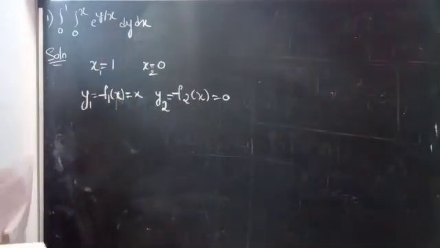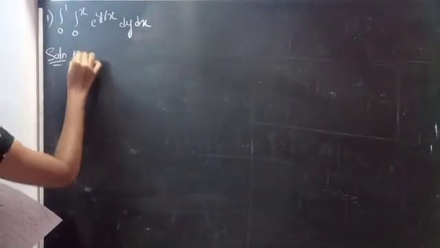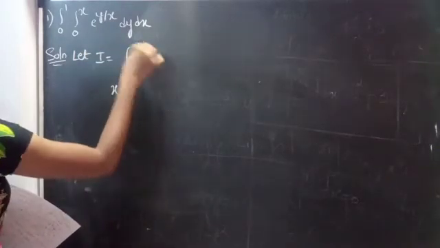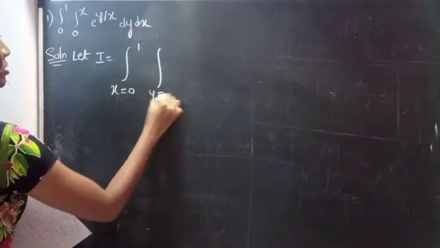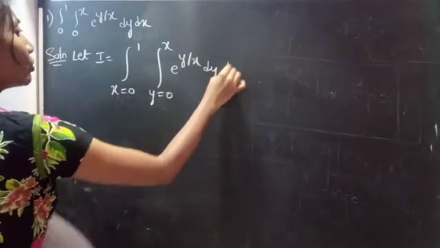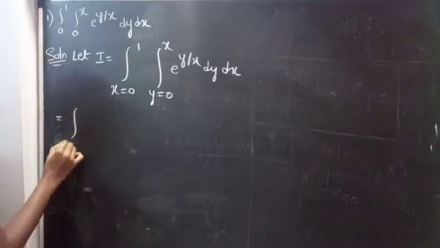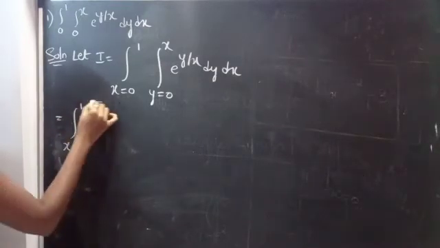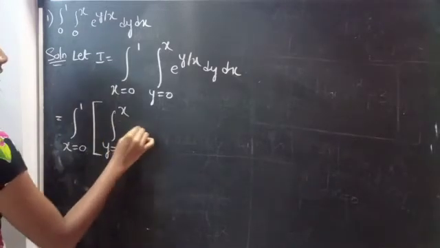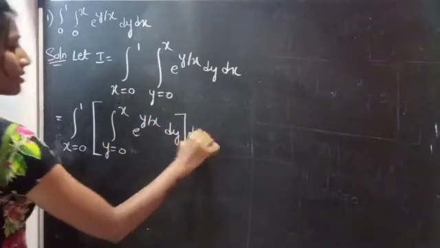Okay. So let I equal to integral x equals 0 to 1, integral y equals 0 to x, e power y by x dy into dx. This equals integral x equals 0 to 1 into integral y equals 0 to x e power y by x dy into dx.